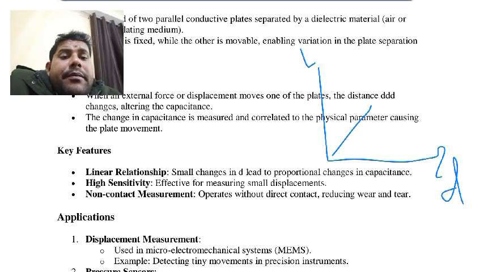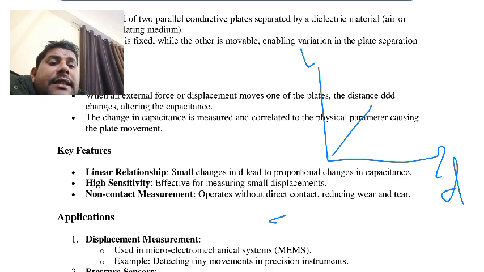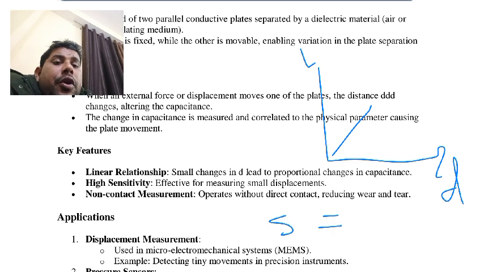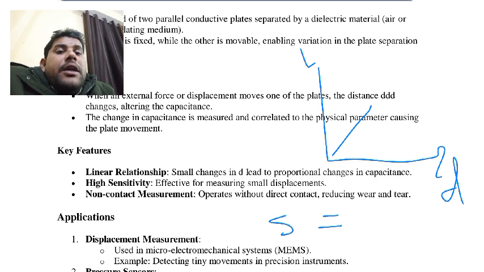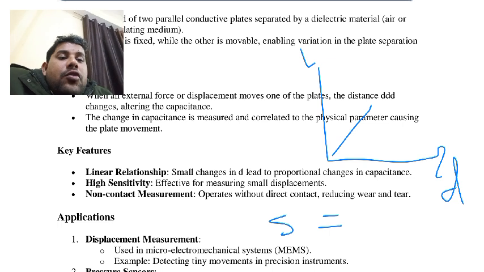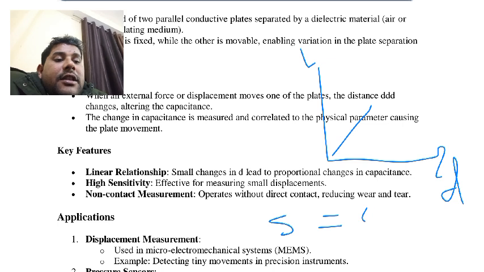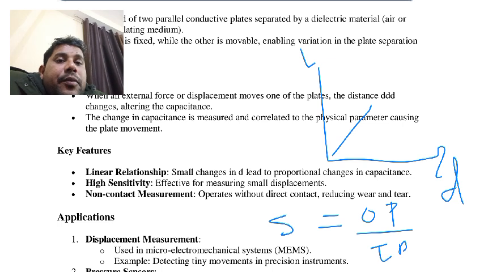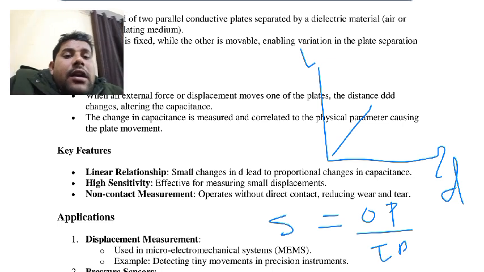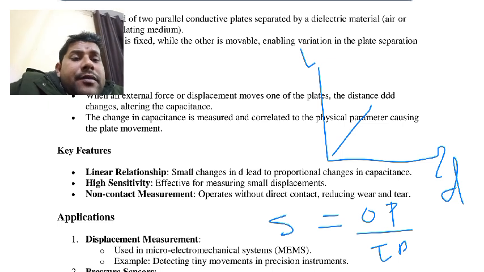And high sensitivity. What is sensitivity? It means change in output per change in input. A very small change in input produces a large change in output. That's why its sensitivity is very high. Non-contact measurement without direct contact, reducing the wear.